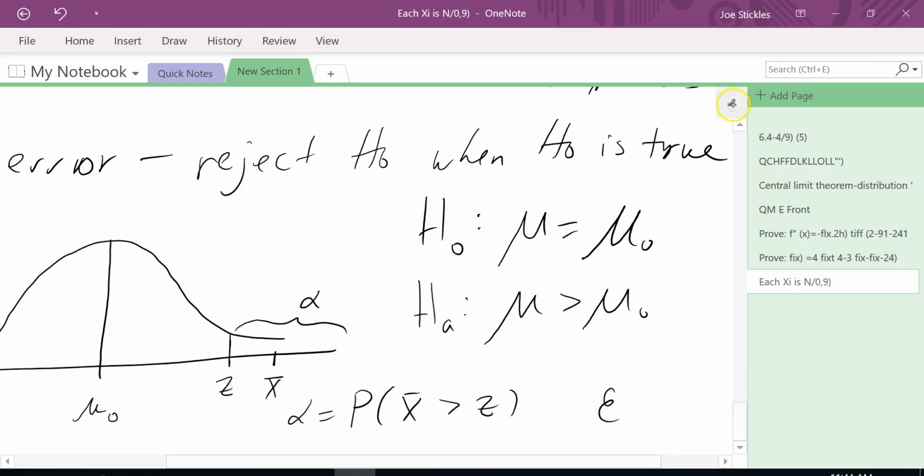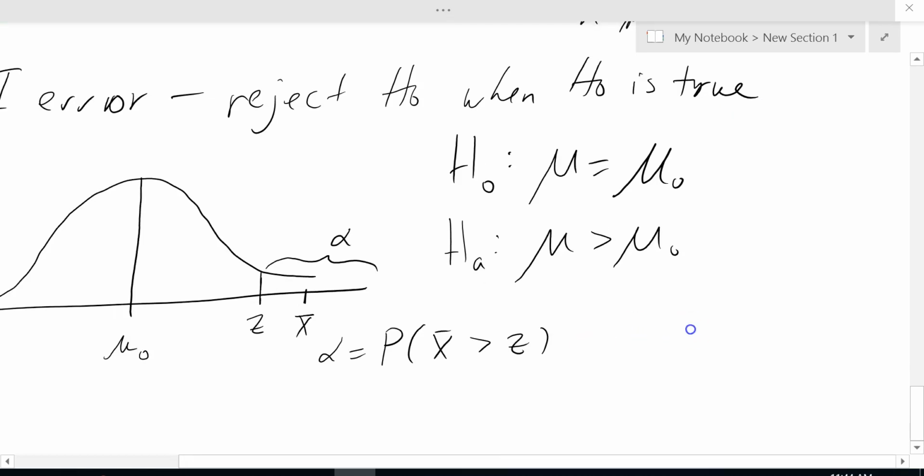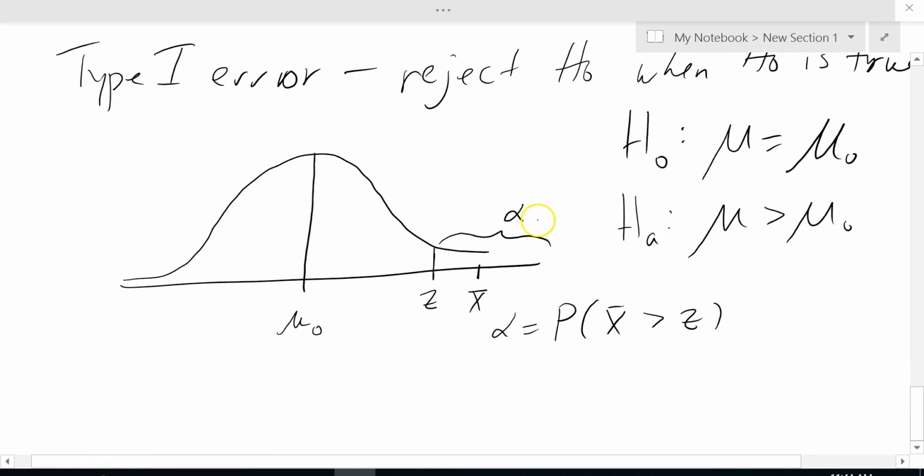Oh, there we go. This region up here where we're trying to reject the H naught. So if we land up in this region, we refer to this region here as the critical region.